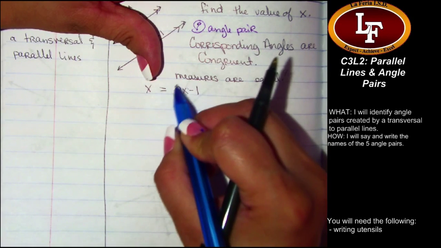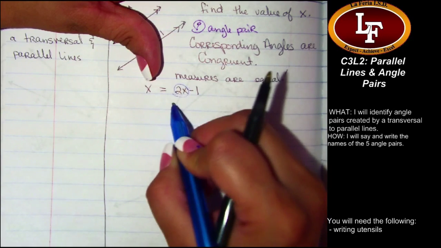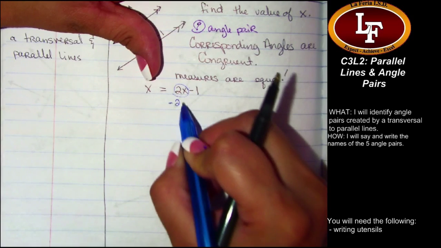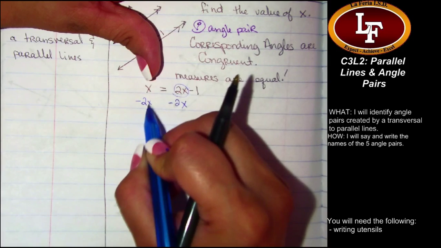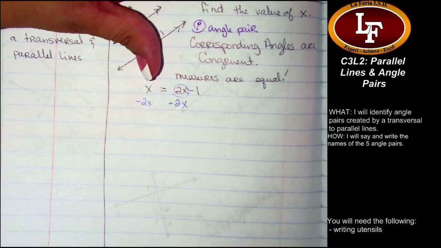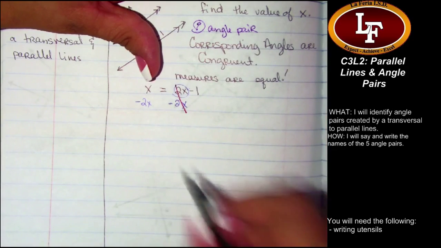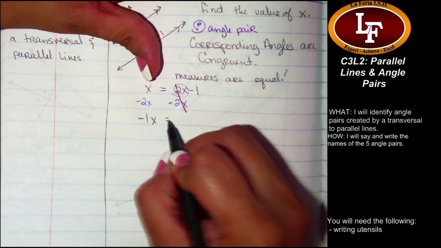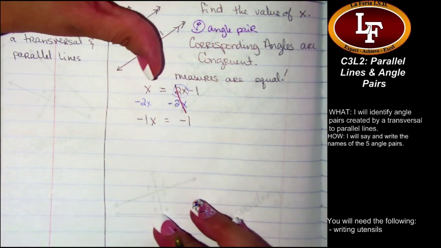Since this 2x is positive and being added to the rest, I'm going to subtract 2x from both sides. When I do that, it goes away on the right-hand side, and on the left I'm left with a negative 1x, and on the right-hand side of the equal sign, I'm left with just a negative 1.